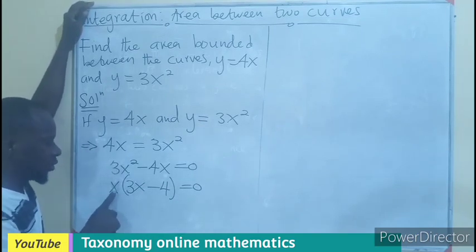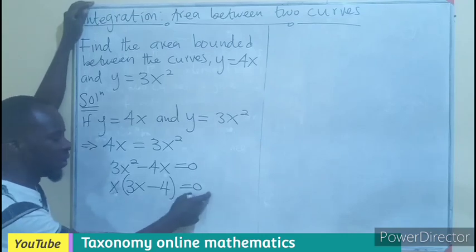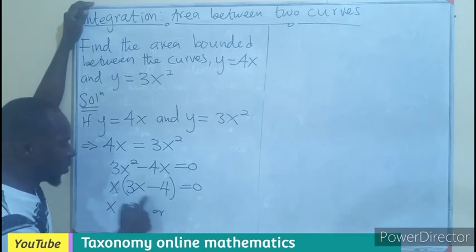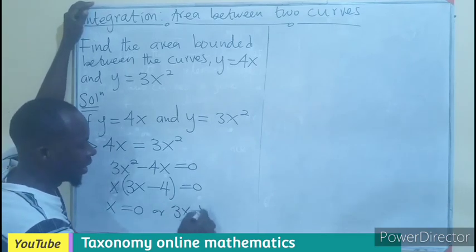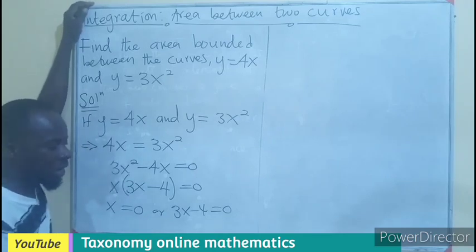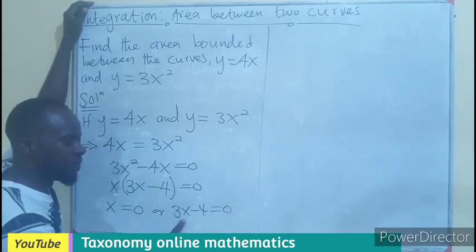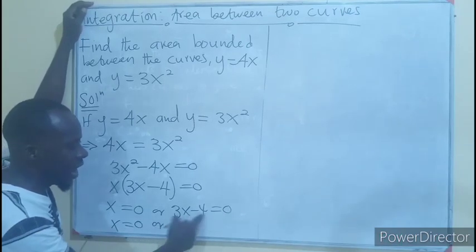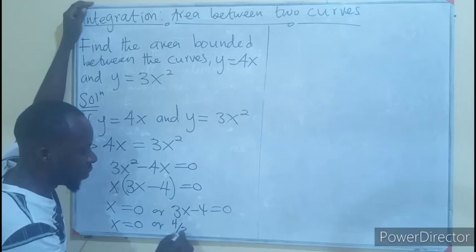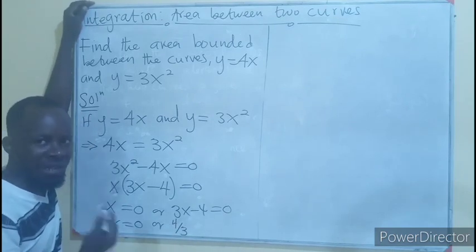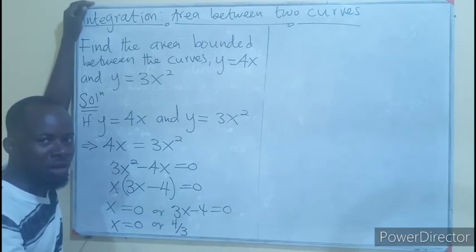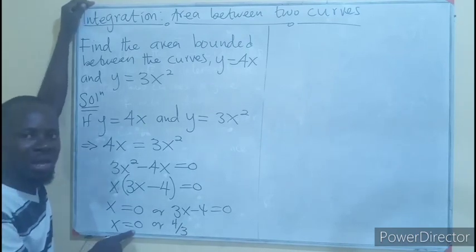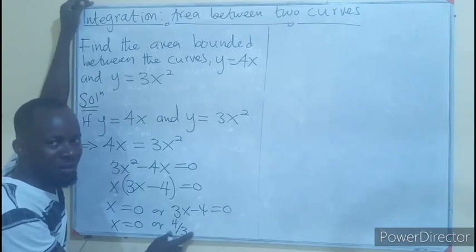So as long as two terms are multiplied to give us 0, that means x is equal to 0, which is this, or 3x minus 4 equals 0. And we know this will become 4 divided by what? 3. So x is equal to 0 or x is equal to 4 out of what? 3. We said first step, find the x coordinate, which becomes the limit of integration. So this is going to be our lower limit, this is going to be the upper limit.